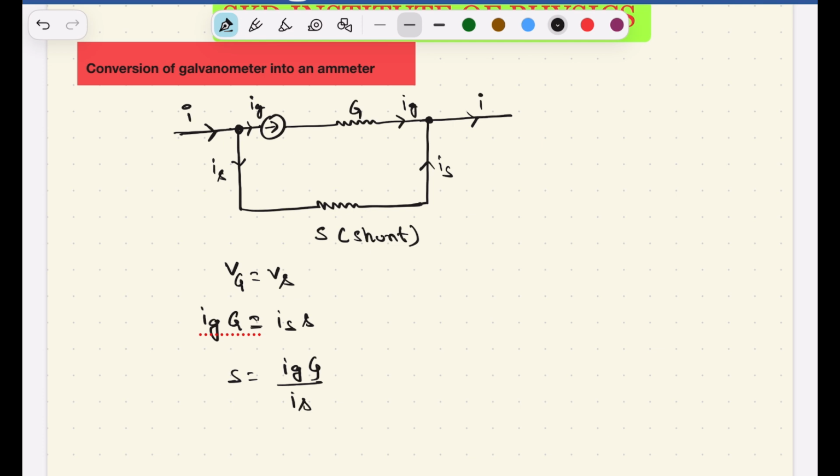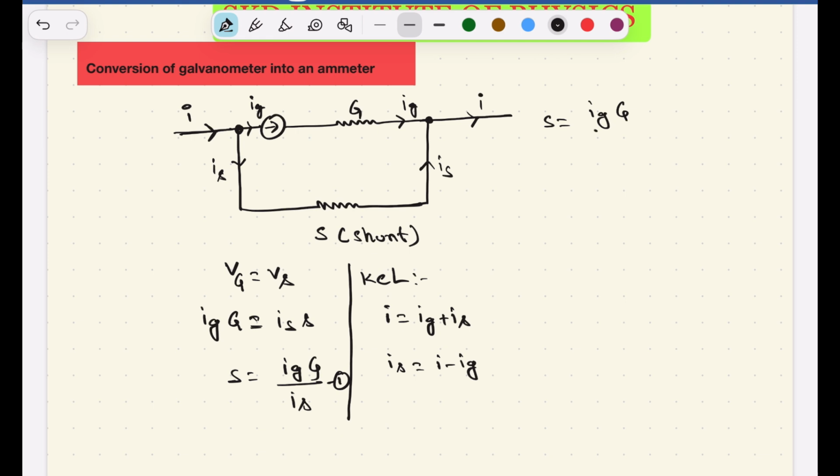Clear? Now, according to KCL, Kirchhoff's current law, the current coming towards the junction is I, and the currents leaving the junction are Ig and Is. From this we can write Is is equal to I minus Ig. Substitute the value of Is in equation 1. Clear? Then we can write S is equal to Ig into G divided by, in place of Is we write, I minus Ig. This is a simple formula.